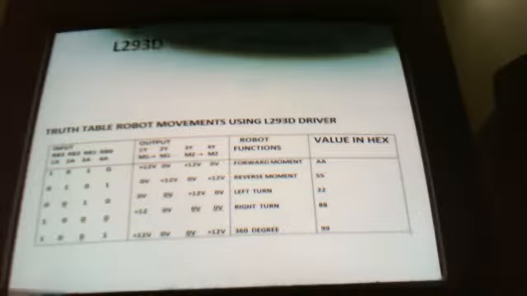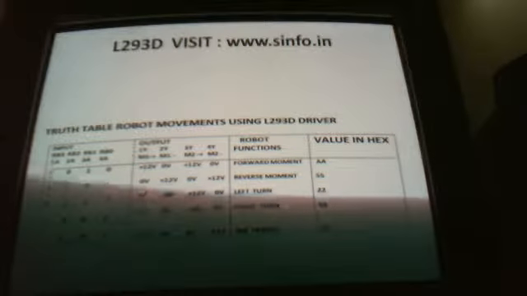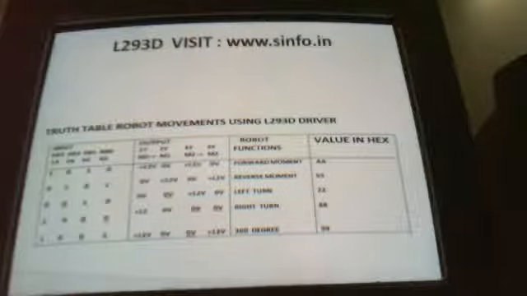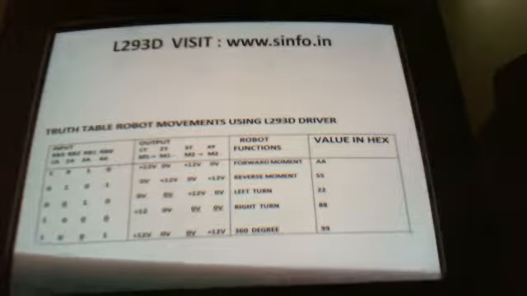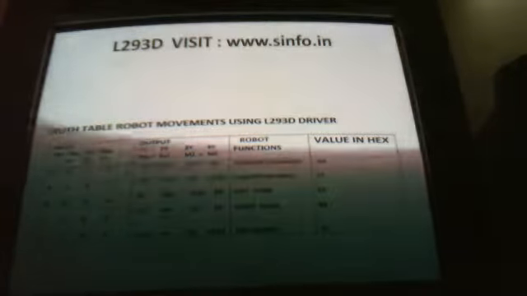Next, if I make the input 0 1 0 1, then I will get the output 0 volt, 12 volt, 0 volt, 12 volt. So my robot will rotate in the reverse direction because my polarity got changed. For that I need to send 5 5.